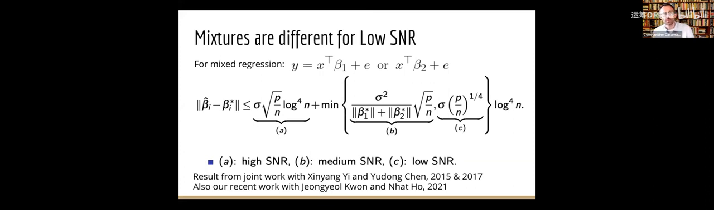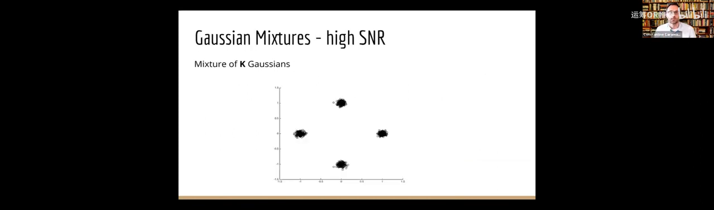And kind of separately from the story I'm going to tell you today, which is for large K, I just want to mention that with Zhongyuan Quan and also my colleague at UT, Nat Ho, we've revisited this story and showed also that EM is able to reveal this exact statistical behavior for a mixture of two linear regressions. The work with Yudong and Xinyang from several years ago used a different convex optimization approach. Okay, so mixtures have different statistical behavior, or the potential to exhibit that, and that's what I'm largely interested in understanding.